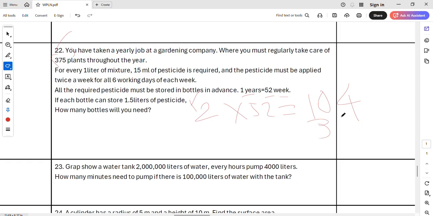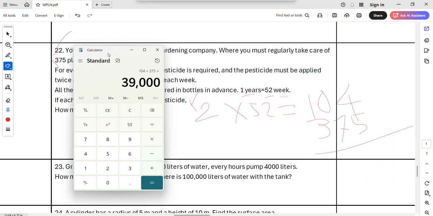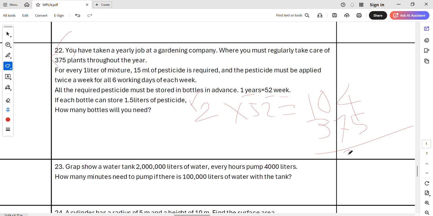The multiplication is 375 times 104. Multiply 104 with 375, so you get 39,000. I got 39,000.